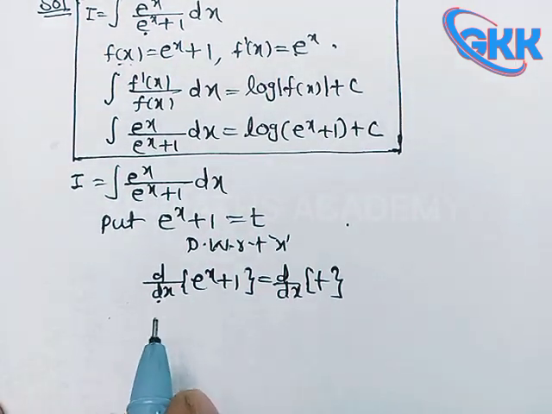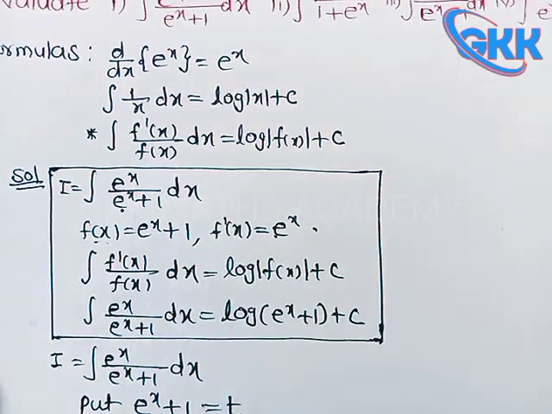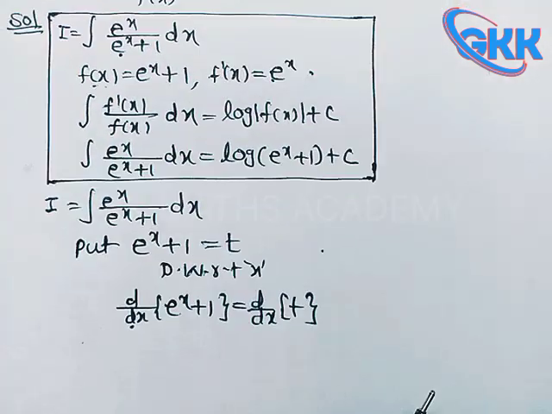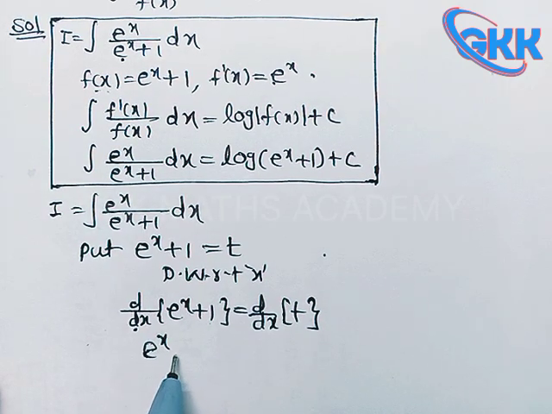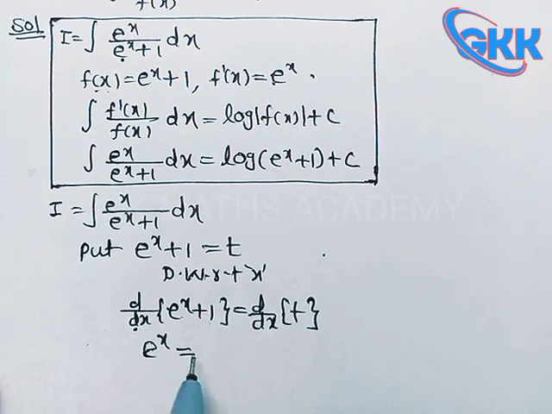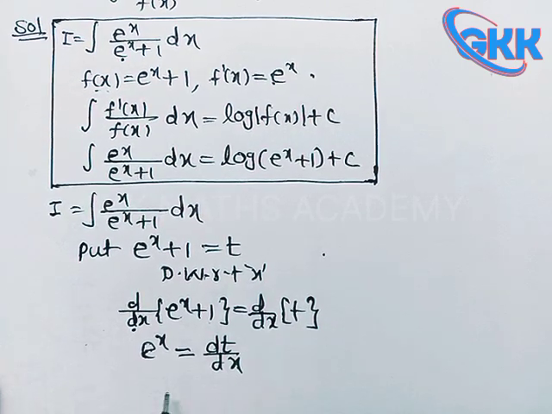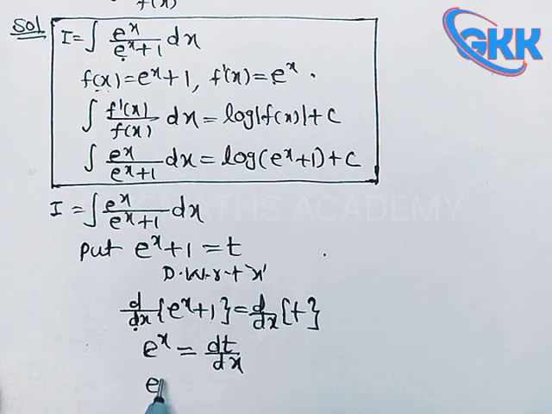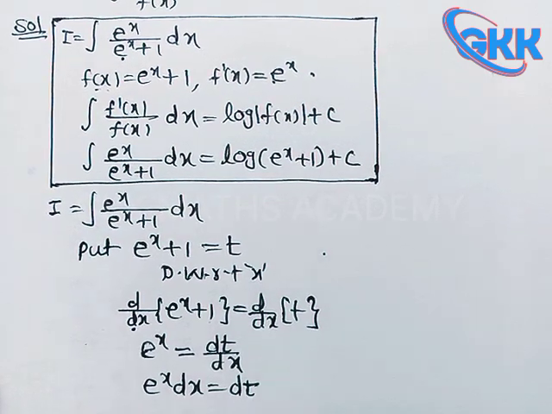D by dx of e power x, we already discussed the formula: e power x. D by dx of a constant, you know, is 0. So we get dt by dx. If you cross multiply, e power x dx is equal to dt.